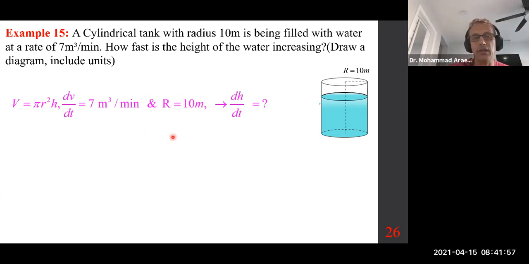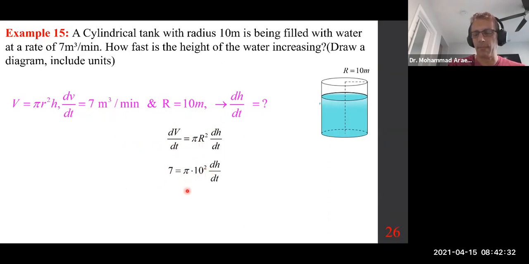I want to show you the idea behind the 10. If you keep it, and I put a capital R just to mention that it's fixed. So if I'm differentiating this, pi r squared is not going to go away because it's fixed, and h gives me dH/dt. If we go this route, then dV/dt is given as 7, find dH/dt. 10 squared is 100, so 7 divided by 100 pi. This is again an exact answer.